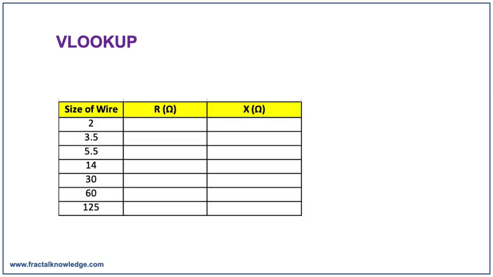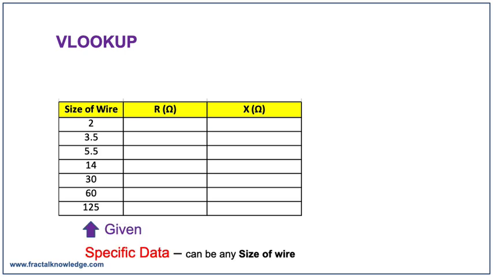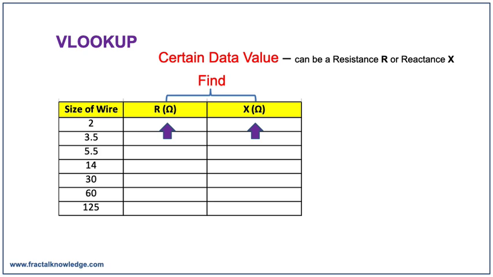Here's the visual table so that you can appreciate what I am talking about. Showing here the value of the size of wire where you want to find the value of resistance and reactance. The specific given data is the size of wire. Since we have the size of wire, you need to find the resistance and reactance in a given table. Showing here is the resistance and the reactance where you want to find the value in every size of wire.